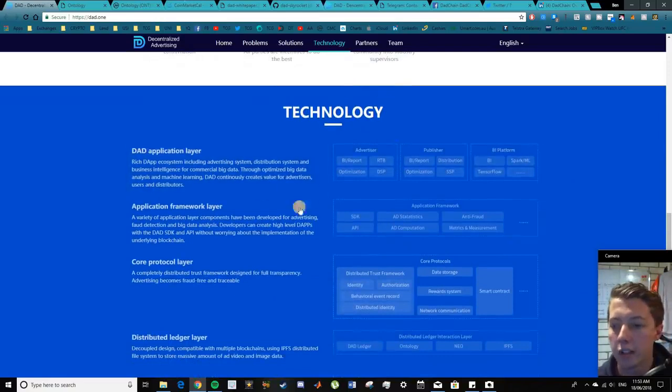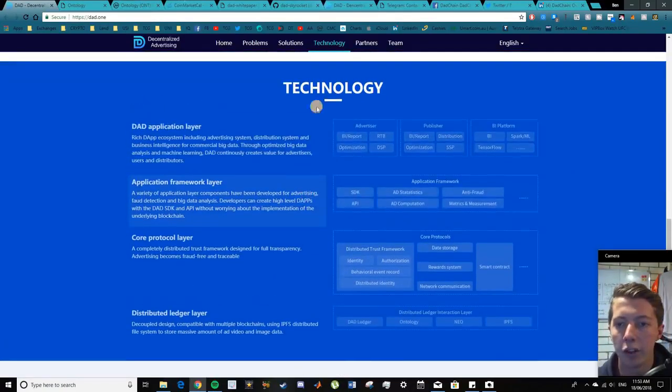Now, in terms of the technology, it can be broken down into a few different layers here, beginning with the application layer. So this is basically a layout of the DApp ecosystem, which is made up of the advertiser system, the publisher, and the BI platform. So through those big data analysis and machine learning, Dad will continuously create value for advertisers, users, and distributors.